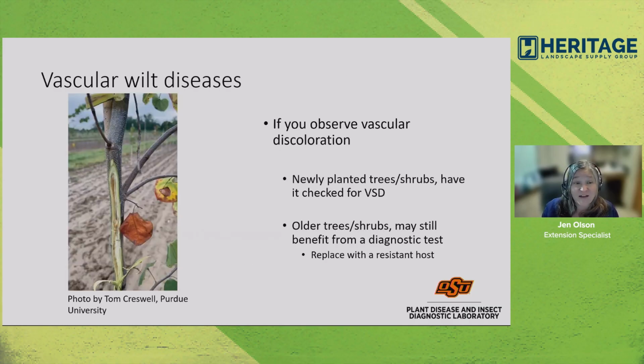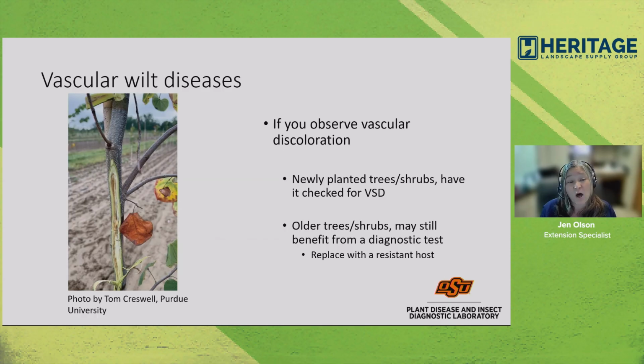I would say if you have some plants that are wilting, showing decline, look for that vascular discoloration. If you're finding it, especially if it's a newly planted tree or shrub, you might have it checked out for vascular streak dieback. Since we are trying to learn the host range, it may not be plants on the list that I sent you, but it is something we're trying to learn more about and where it's at in communities across the nation. Older trees and shrubs, 5, 6 years or older, are less likely to be vascular streak dieback. It could be verticillium wilt or something else, but you still might have that checked out by a diagnostic lab.